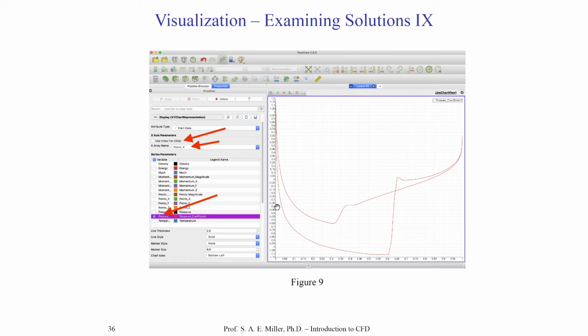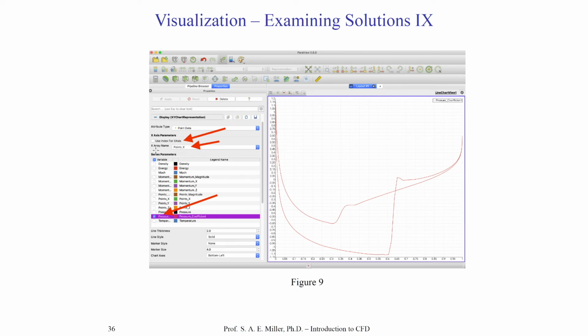Now, initially the right-hand side in this visualization window will look very different. It will look, of course, like a bunch of lines. In the attribute type, I want to have point data. That should be the default. Under X Axis Parameters, I want to uncheck Use Index for X Axis. If that's checked, it's using every grid point along the x-axis to plot the data. That doesn't make any sense because it's associated with the computational grid, not the physical coordinate system.